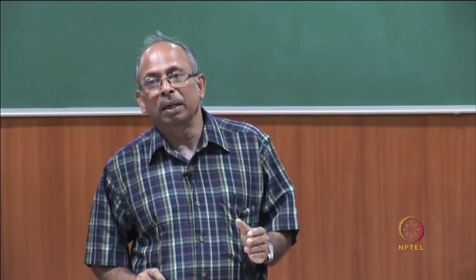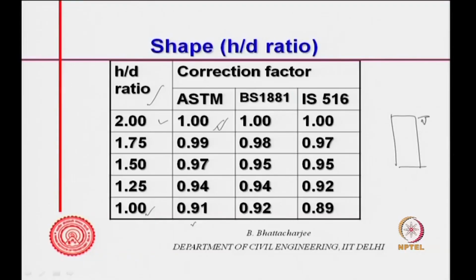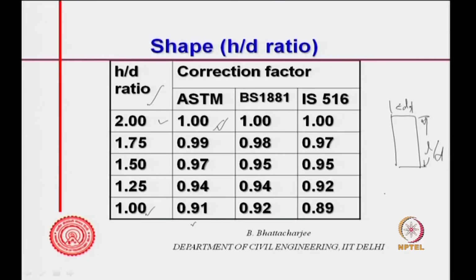So, to convert the L by D ratio, this is L, this is D, to convert the strength obtained for an L by D ratio 1 cylinder to L by D ratio 2, what you do, you multiply this by 0.91. So, you can see the strength is higher by 1 by 0.91, around 10-11% higher according to the ASTM code. I mean, this is of course judgmental. If you see the British code, this is 1 by 0.92, Indian standard 516.89.